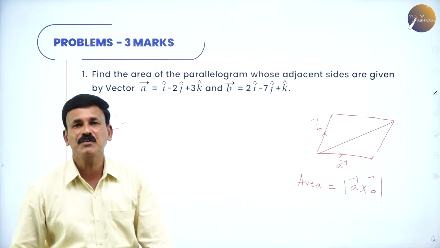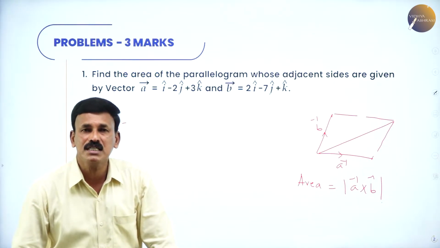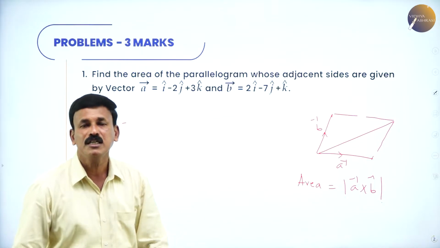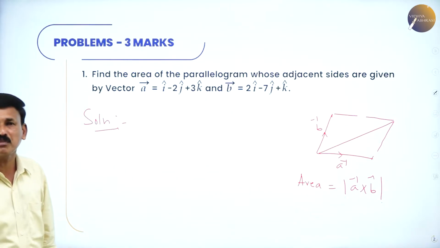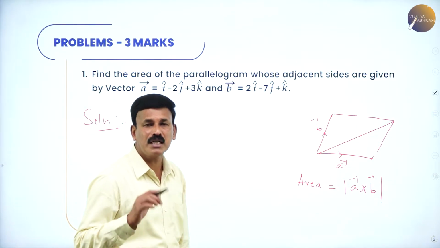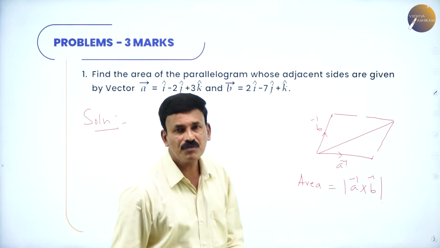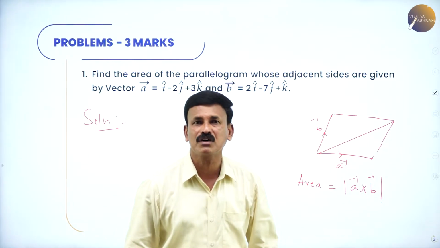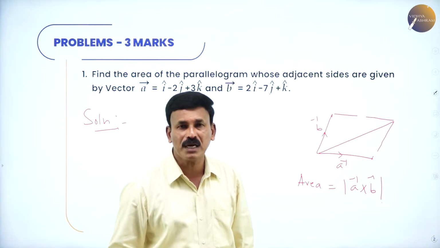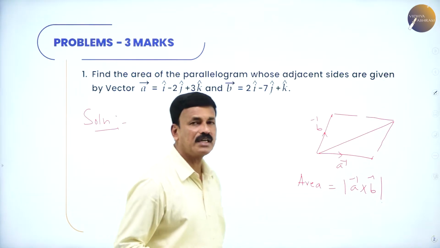Just keep it in mind, if A and B are the adjacent sides of a triangle, then the area of a triangle is half into length of A cross B. If A and B are the adjacent sides of a parallelogram, then the area is given by only length of A cross B, half is not there. For area of a triangle, half into length of A cross B. For area of a parallelogram, whenever the adjacent sides are given, it is length of A cross B.